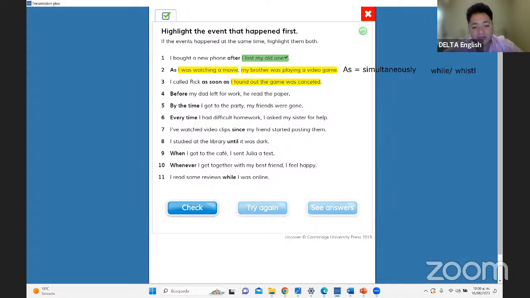So as soon as, we also have the expression, right? As soon as possible. And people abbreviate it as ASAP. You see, ASAP is like people can say it or people can write it. Y eso quiere decir as soon as possible. Tan pronto como sea posible. All right, so I called Rick as soon as I found out the game was canceled.